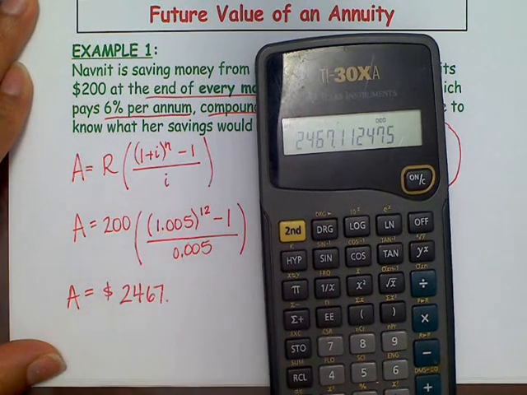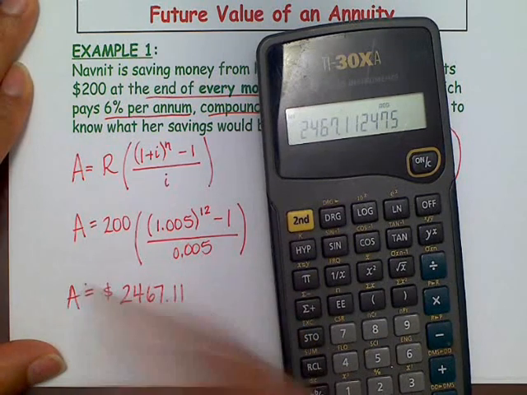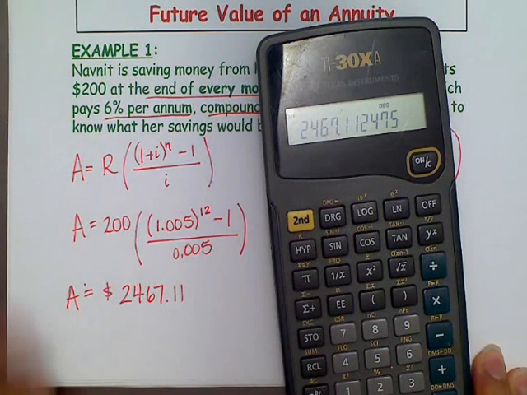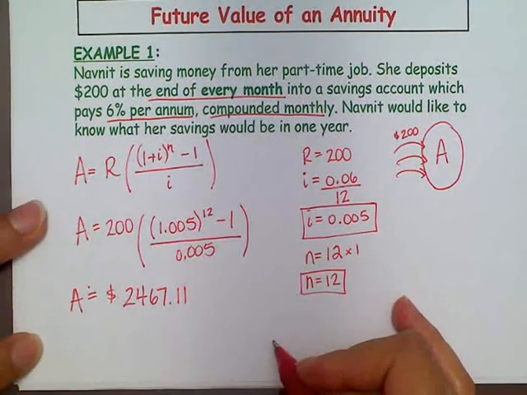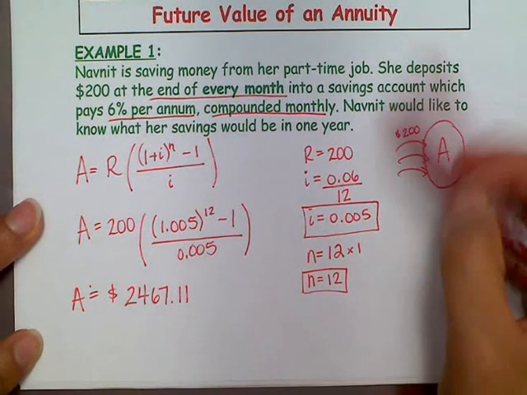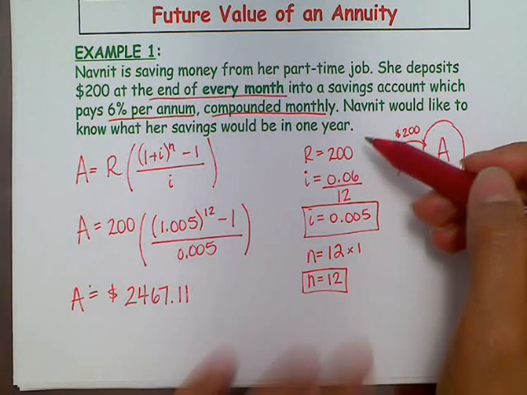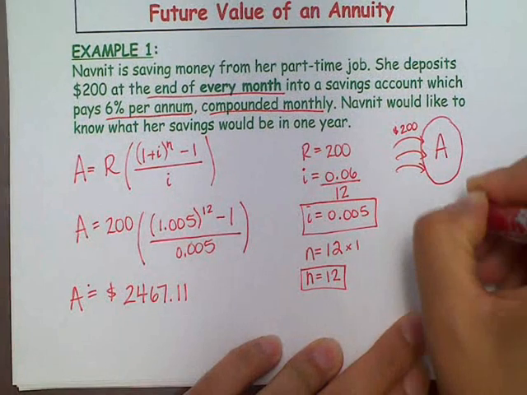And so I get $2,467.11 approximately, and this is an approximate answer. And this answer sort of makes sense because the amount that she will have invested is $200 each month for 12 months.